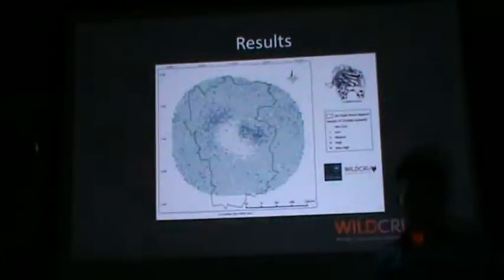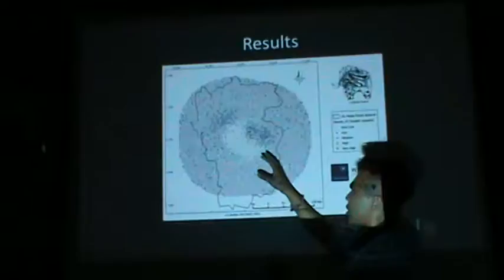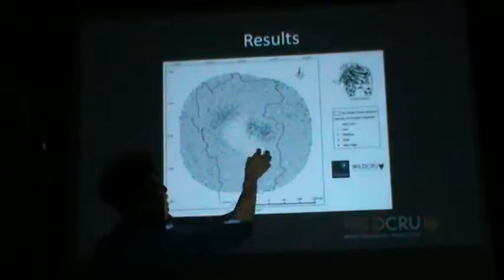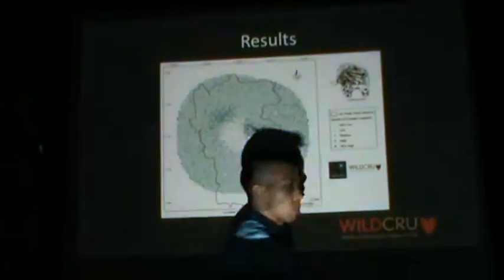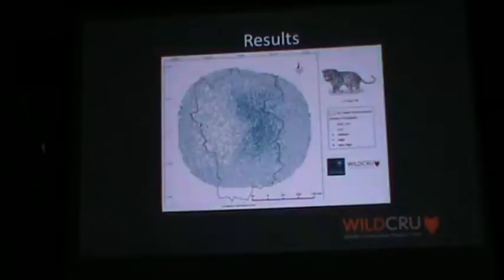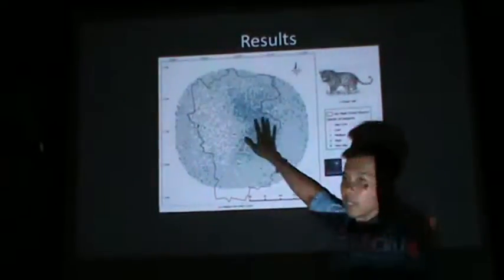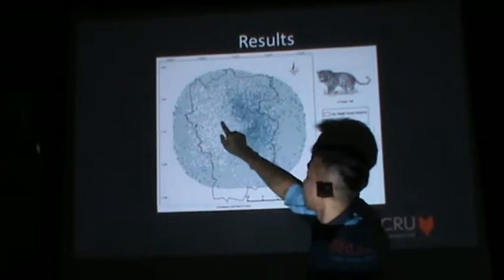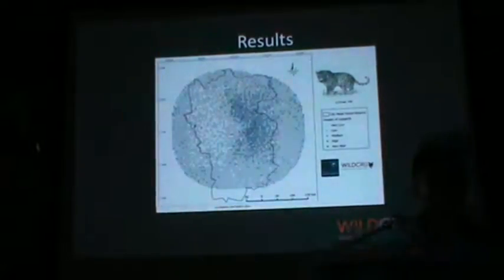So, results of our analysis. This is Ulu Muda. Clouded leopard density is largely concentrated here, and here's the river that runs across. So there were two subpopulations of clouded leopard in the forest. The leopard density is only concentrated in the deeper ends, and this area is really, really difficult to track.